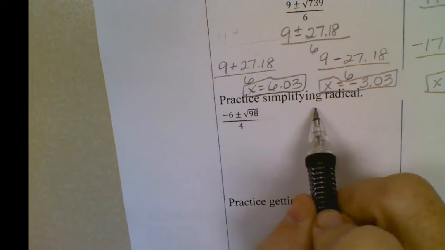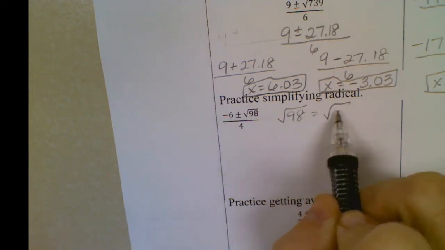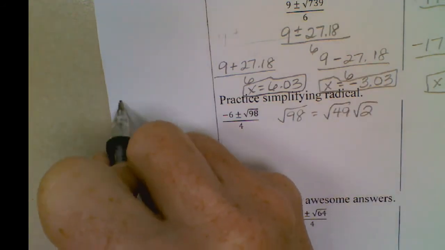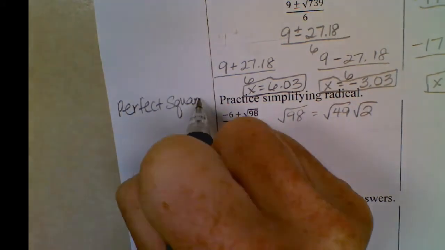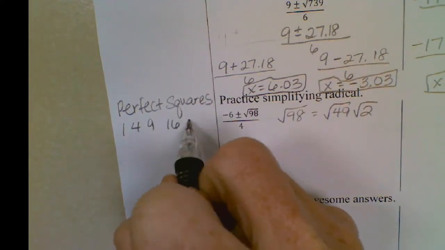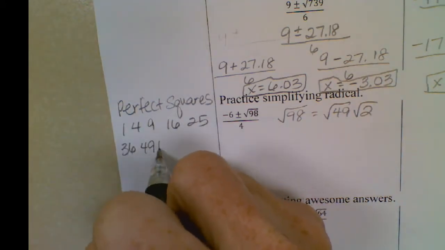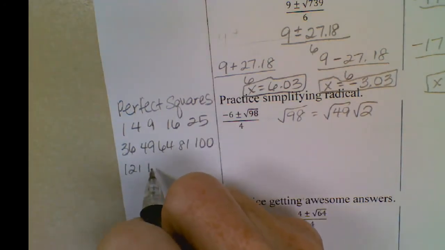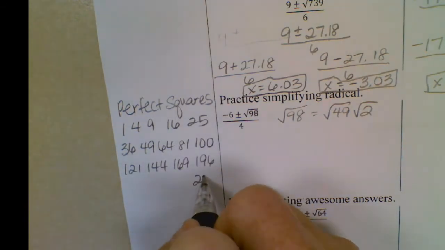So let's get this 98 simplified down because that's the one we need to worry about. Well, that's the square root of 49 and the square root of 2. Remember, I want you using your perfect squares, so let's one more time write those down. Hopefully they're becoming memorized at this point. So 1, 4, 9, 16, and 25, 36, 49, 64, 81, and 100, 121, 144, 169, 196, and 225.